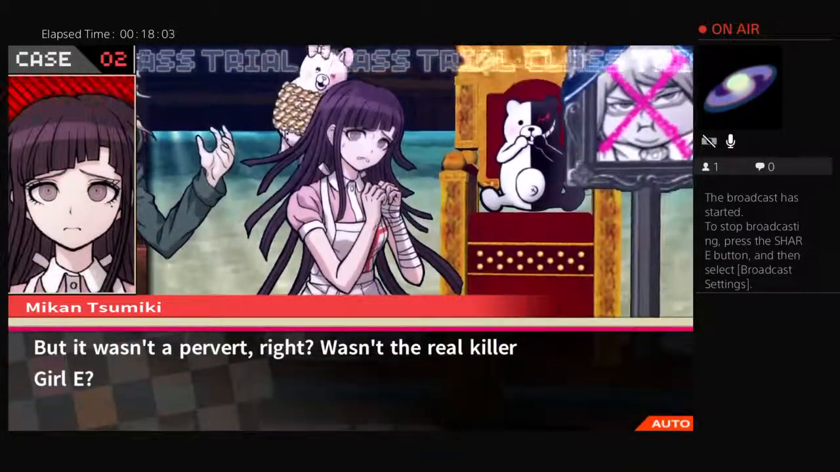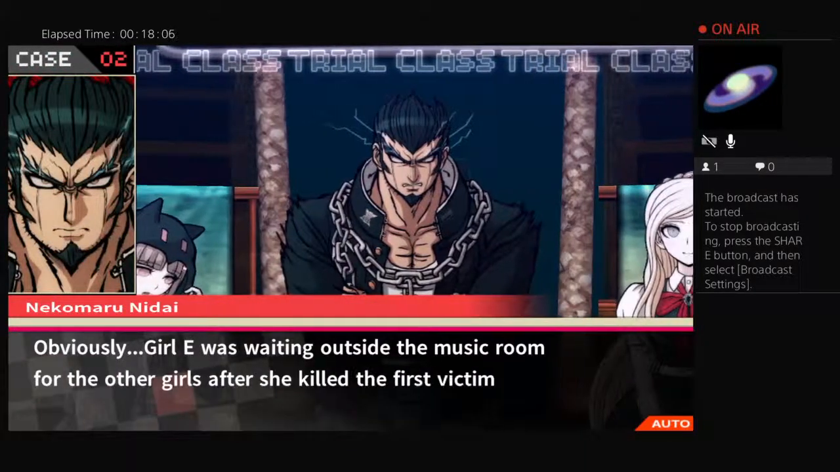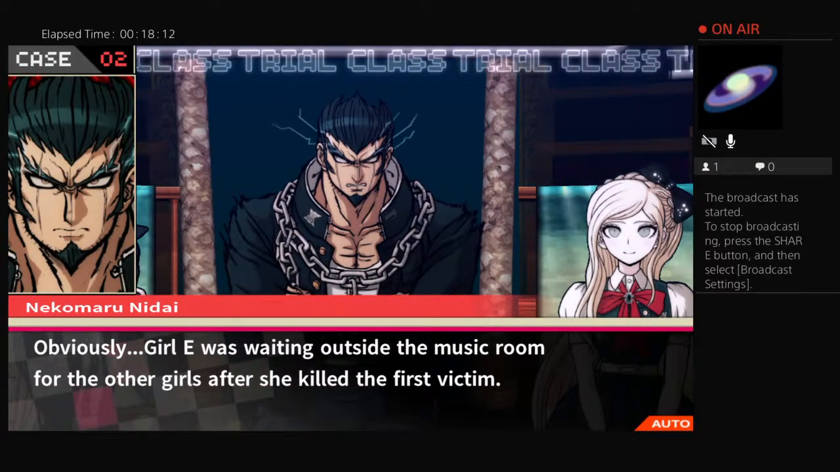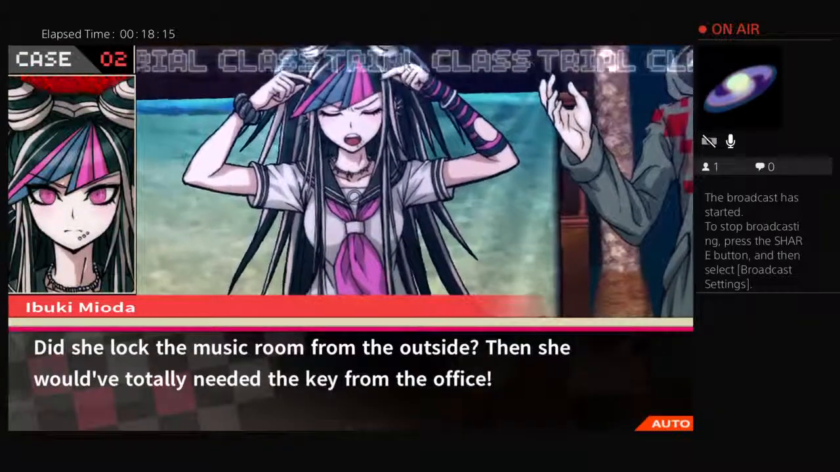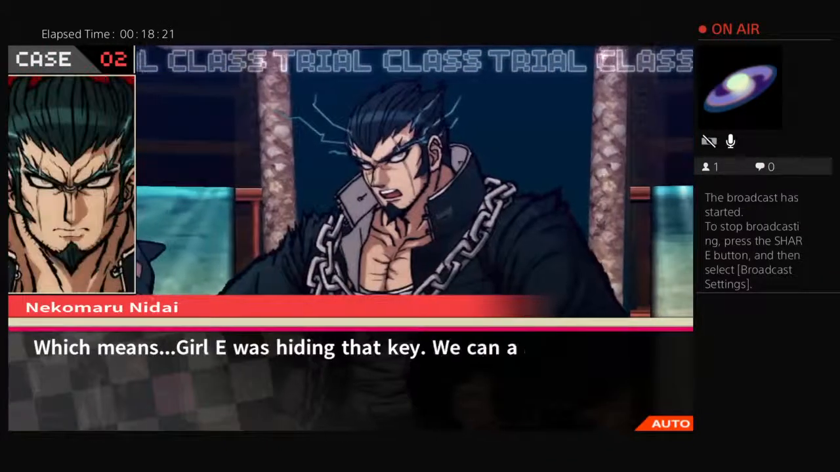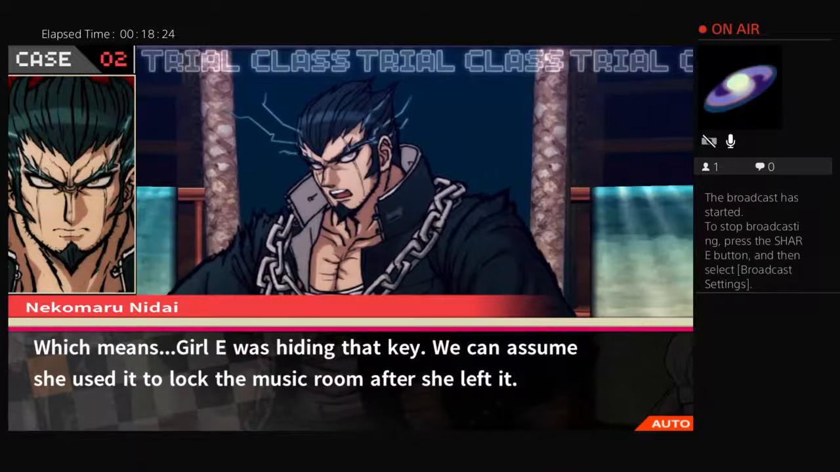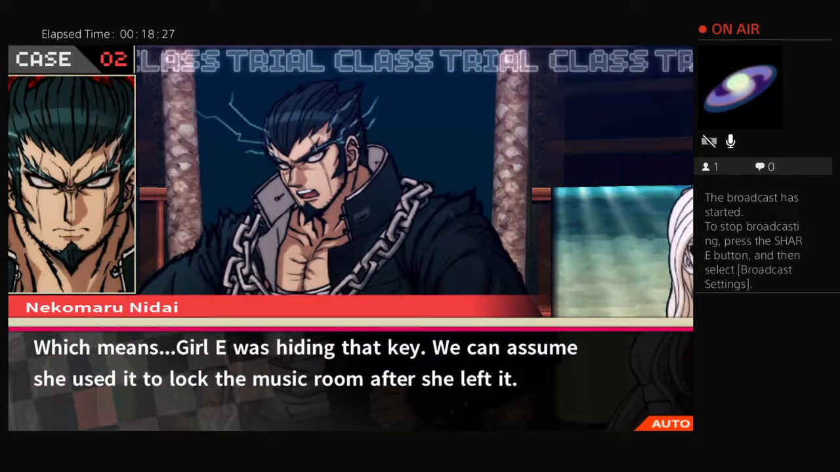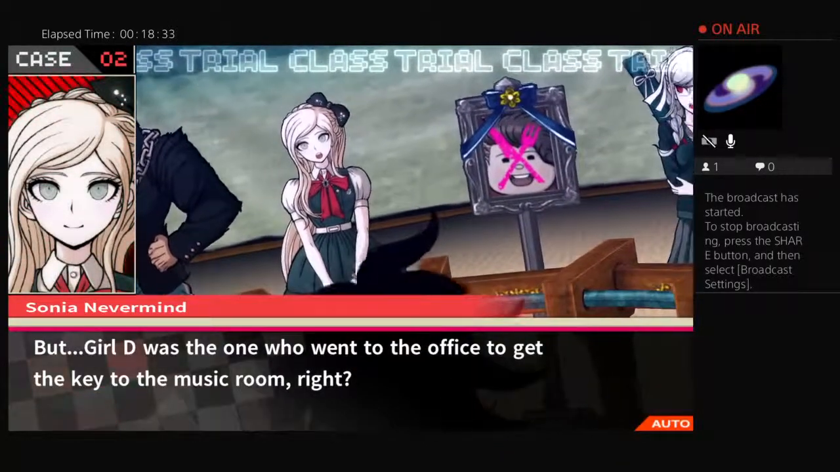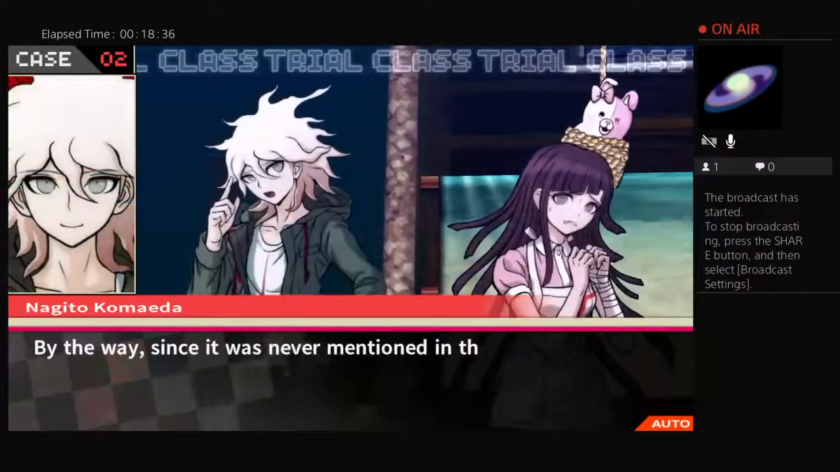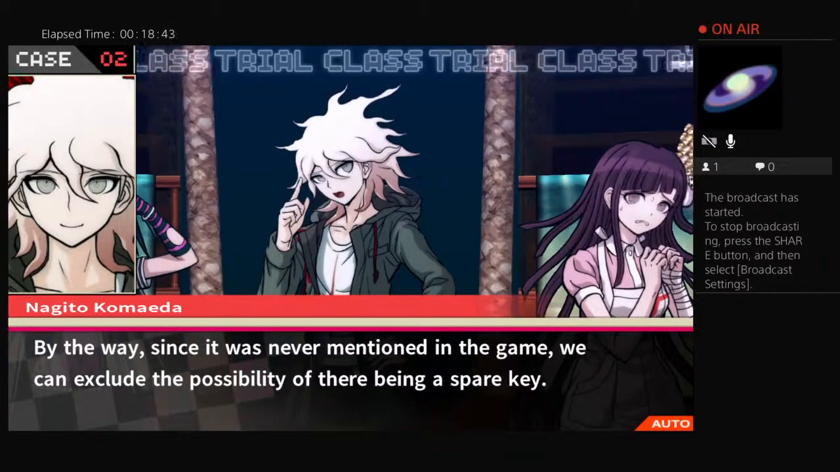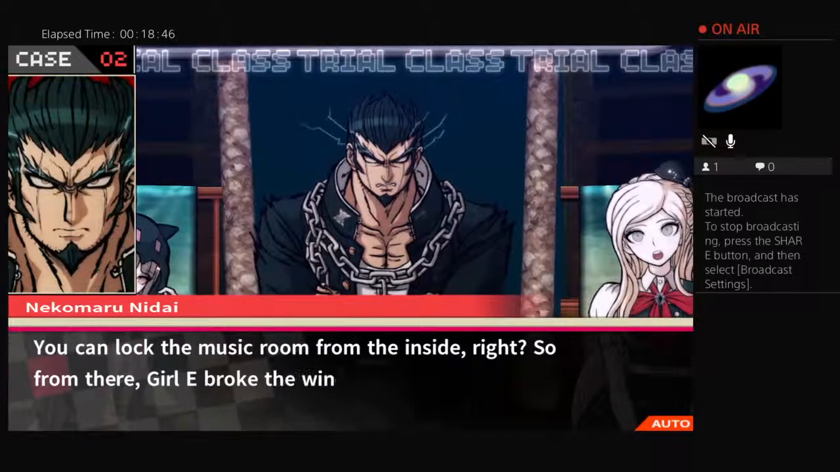Wasn't the real killer Girl E? Obviously. Girl E was waiting outside the music room for the other girls after she killed the first victim. Did she lock the music room from the outside? Then she would have totally needed the key from the office. Which means Girl E was hiding that key. We can assume she used it to lock the music room after she left it. But Girl D was the one who went to the office to get the key to the music room, right? By the way, since it was never mentioned in the game, we can exclude the possibility of there being a spare key. You can lock the music room from the inside, right?